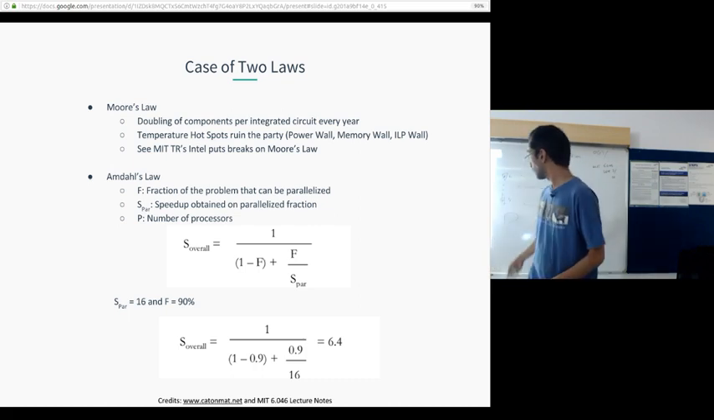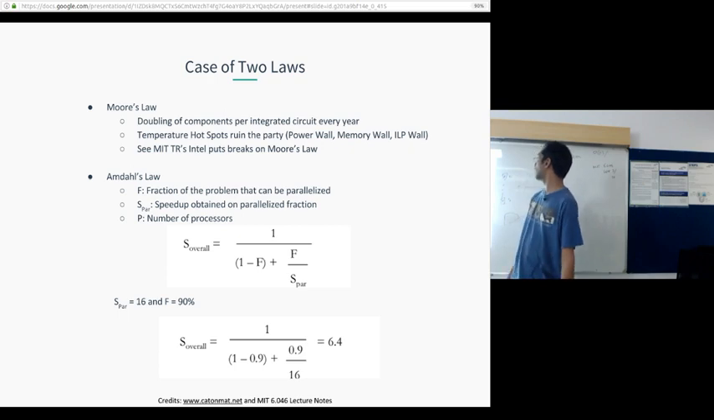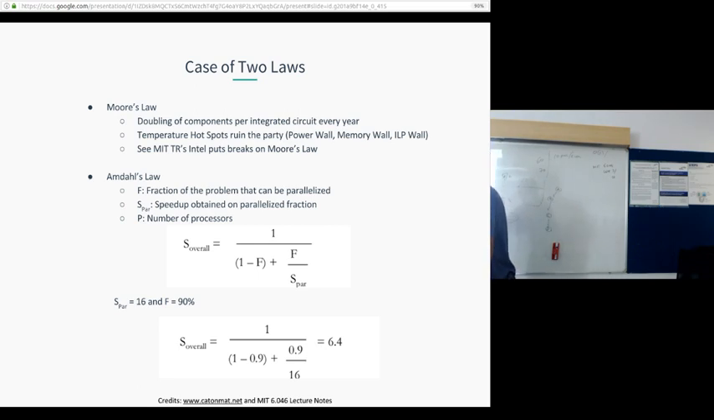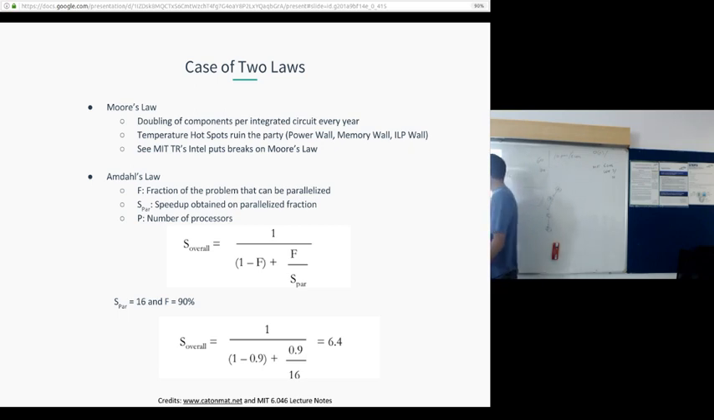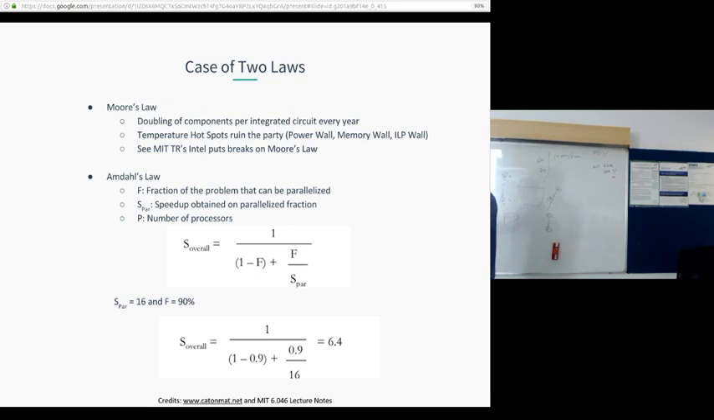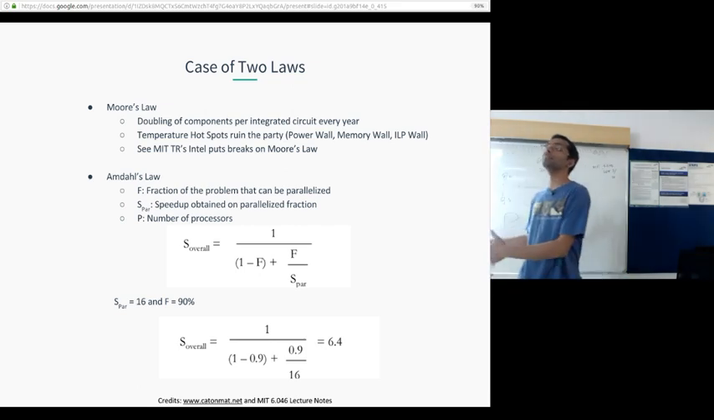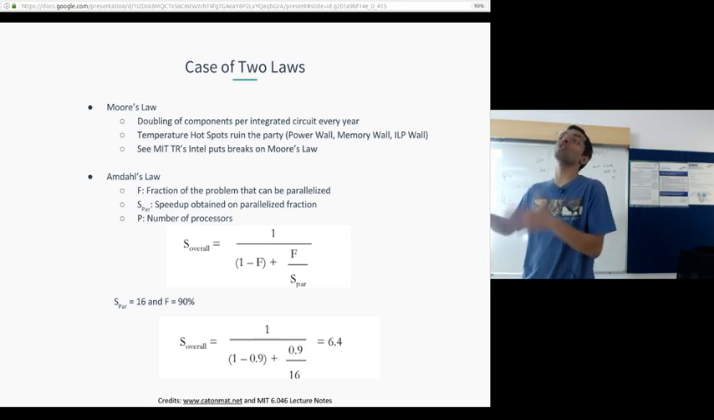So for example, let's say you have a 16 times speed up you're getting, and the fraction you can parallelize is, let's say, 0.9. Then your overall speed up obtained is about 6.4, right? So by doing this analysis, given a particular algorithm and how fast that particular small part alone can be parallelized, we can make a prediction on how fast the overall system would be and how much it will scale up if I add more cores.